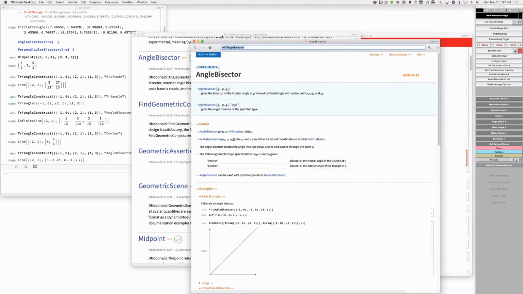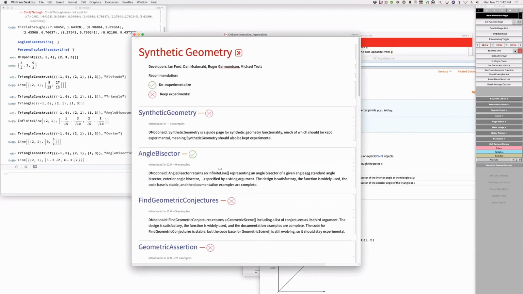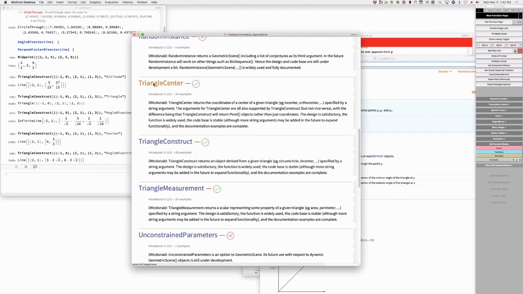I'm just amused by somebody on our live stream saying that triangle center seems very ambiguous because there are lots of triangle centers.